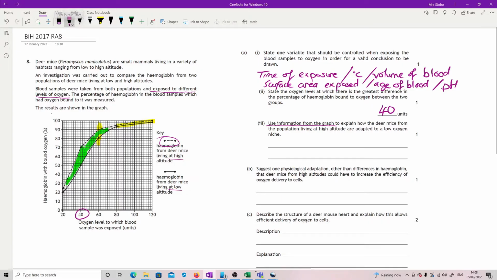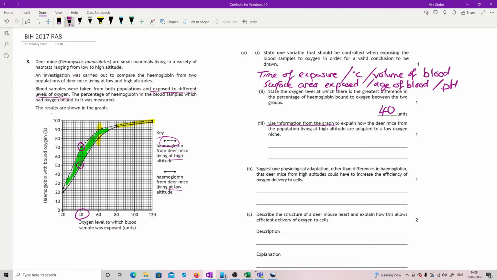I personally would go for pulling out a specific point. So saying something like at the 40, which you'd already looked at, that at a lower level of oxygen, for example at 40 units, the high altitude mice are able to bind 70% of their haemoglobin to oxygen, whereas the low altitude mice are only binding 50% of their haemoglobin with oxygen. And if you've done that, then you've got a comparison. So you're not going to get the mark just by saying they bind more oxygen to their haemoglobin, because it says using information from the graph.